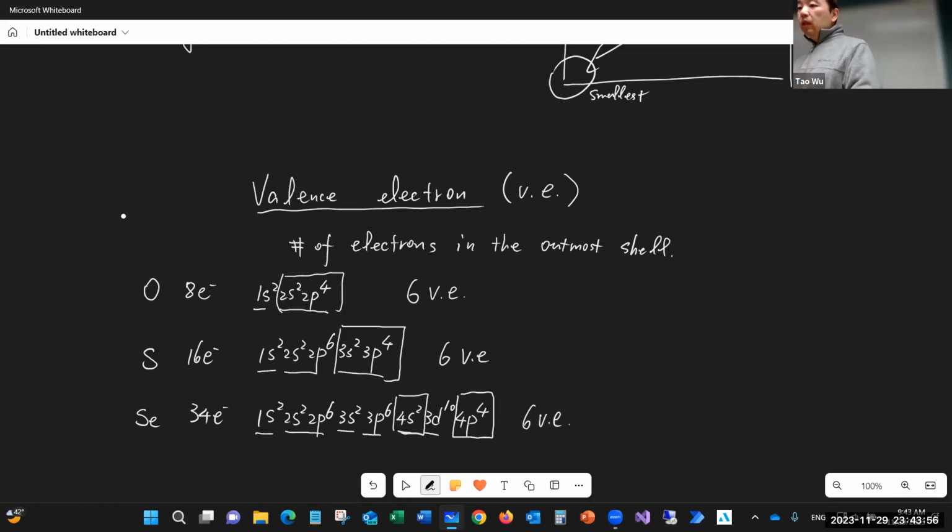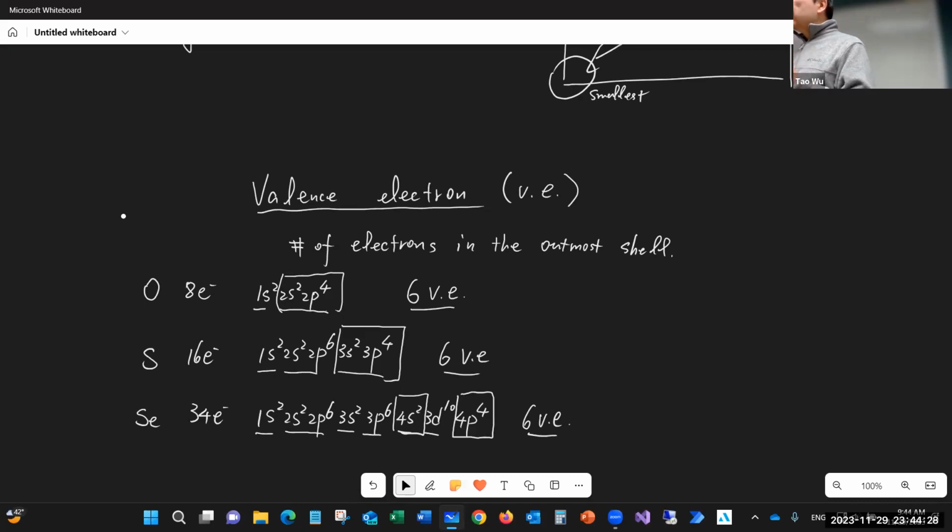So this is what we talk about with valence electrons. And you see, elements in the same group always have the same number of valence electrons, and that is why we group them together. And usually, the same number of valence electrons will give elements similar chemical properties.